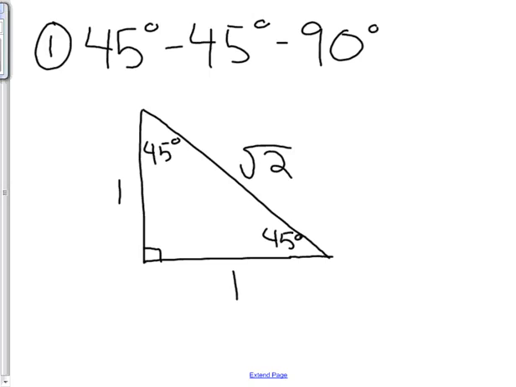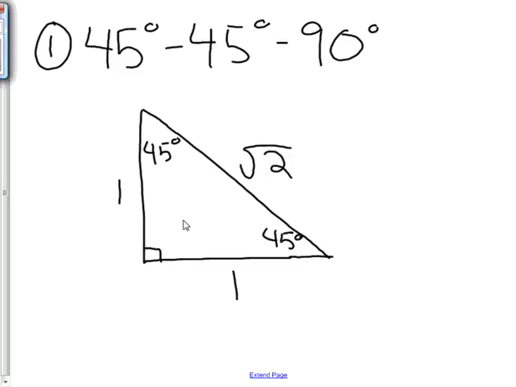This is our first special right triangle, the 45, 45, 90 triangle. A 45, 45, 90 triangle has a particular relationship between its sides. It's an isosceles triangle, which means two sides are the same length. So if these two sides are both 1, this side is going to be root 2. It's root 2 times whatever these sides are.